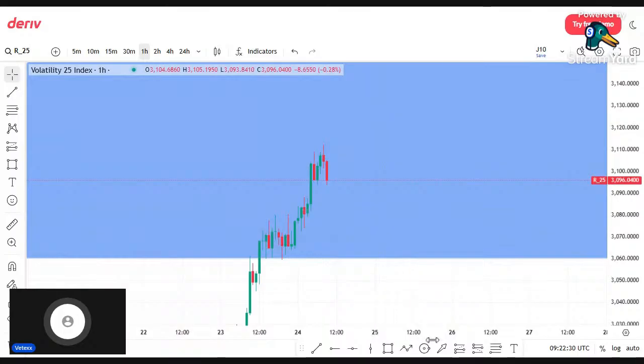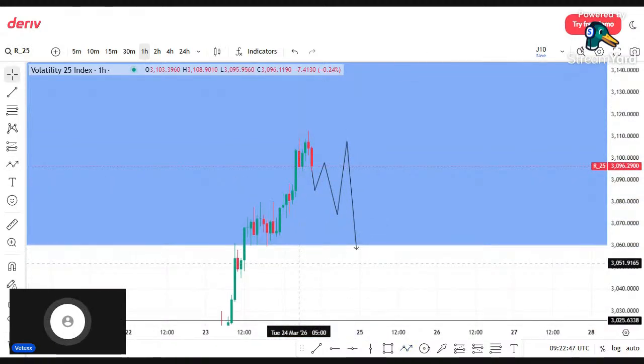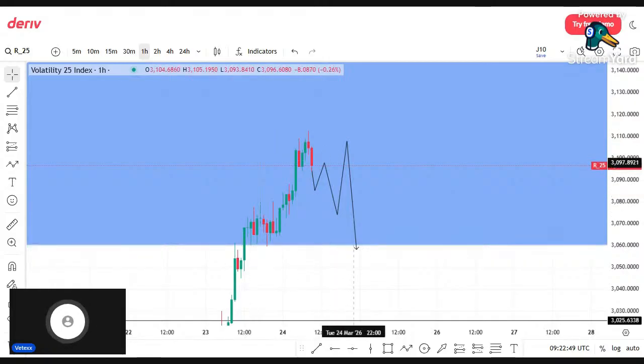So now you see that it has given us a sweep on the 1 hour time frame. So the next thing for us to do is just to come down a little bit, give us a 50% retracement drop, and then come to the point of interest and then sell off. So this is all we'll be anticipating on V25 on the 1 hour time frame.